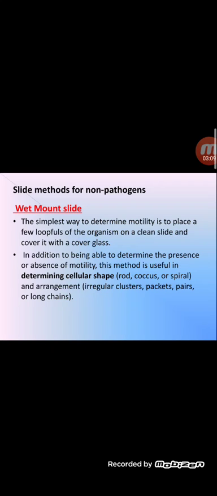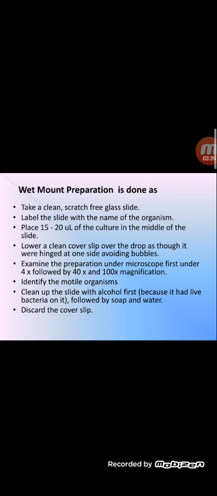In addition to determining the presence or absence of motility of the organism, it also helps us to determine the cellular shape and the arrangement of the bacteria, that is, irregular clusters, pairs or long chains.